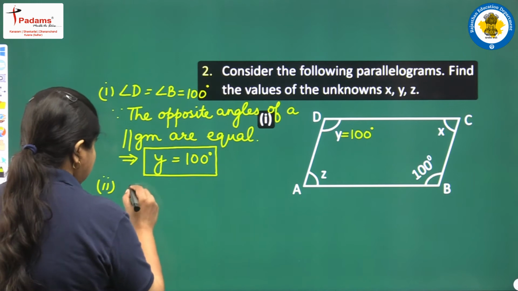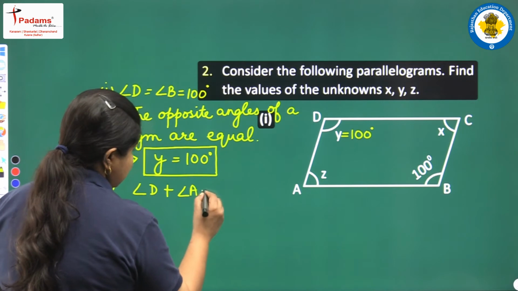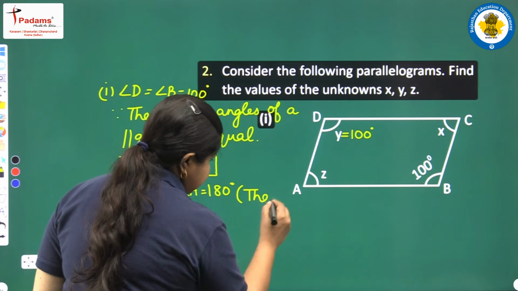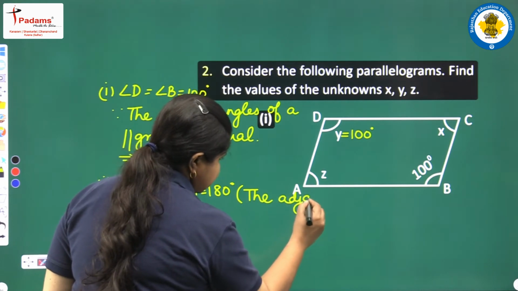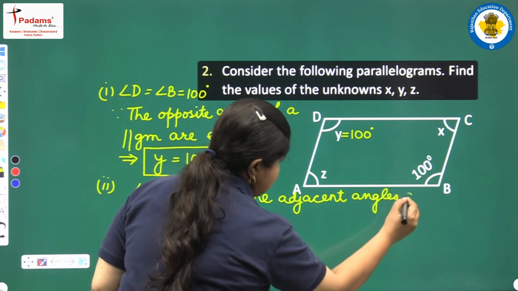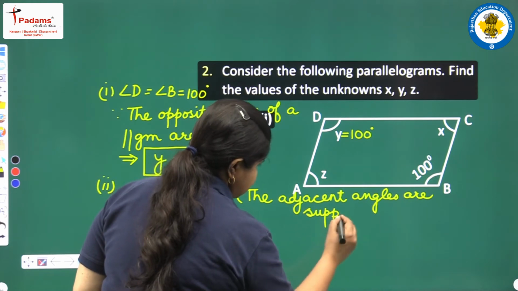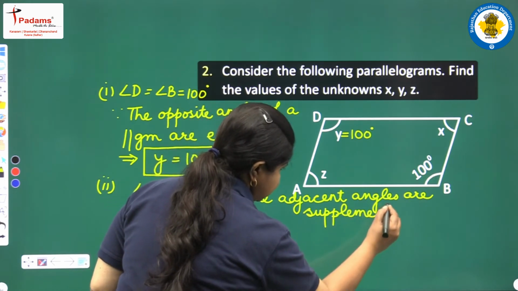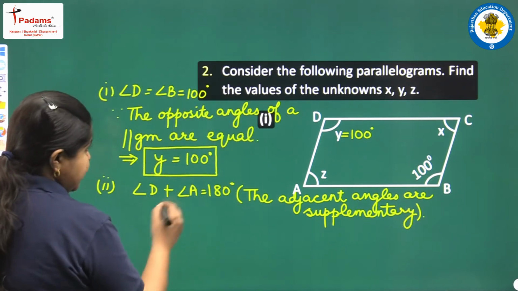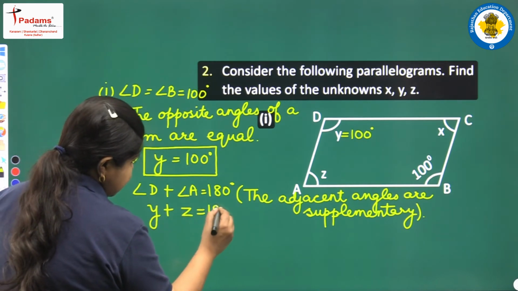So we can write angle D plus angle A is equal to 180 degree. The reason is the adjacent angles are supplementary. Let us put the values. D is y and A is z equal to 180 degree.